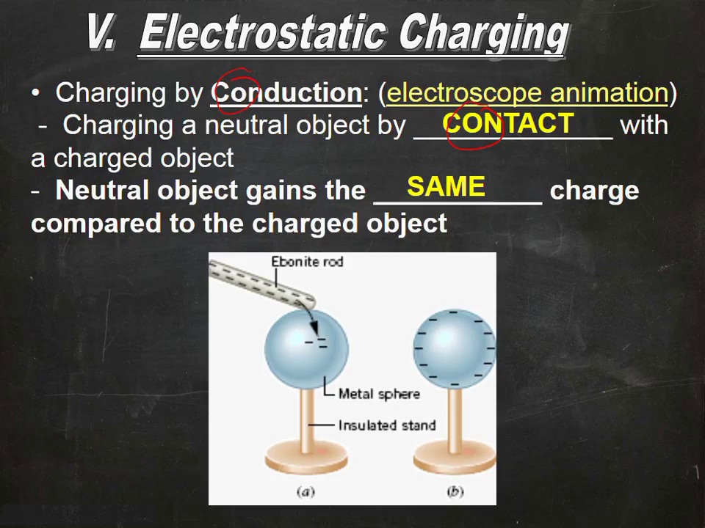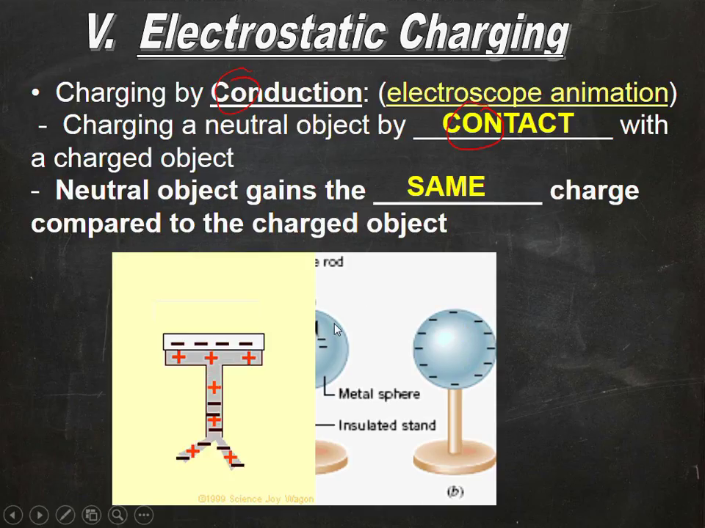So if we look at this picture here, I've got this neutral metal sphere. The negatively charged rod is brought near the neutral sphere, and it jumps over to it. And now these electrons, negative charges, jump over to this metal sphere, redistribute themselves, and you can see that this is now charged negative.